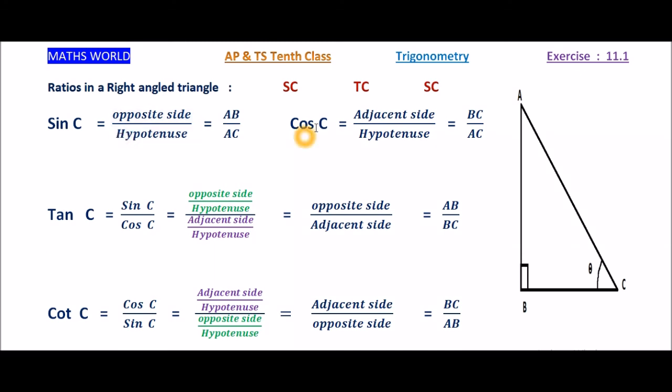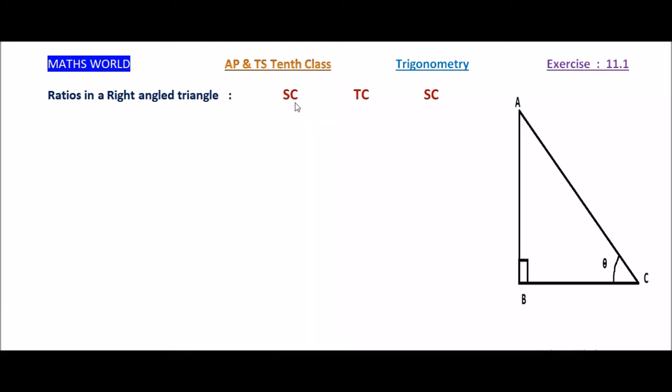Sin C, cos C, this one completed. TC, tan C, cot C, this one completed. Now SC again. But these two are completed. Sin, cos, tan, cot completed. Now SC. So S for secant, C for cosecant. What is secant C?